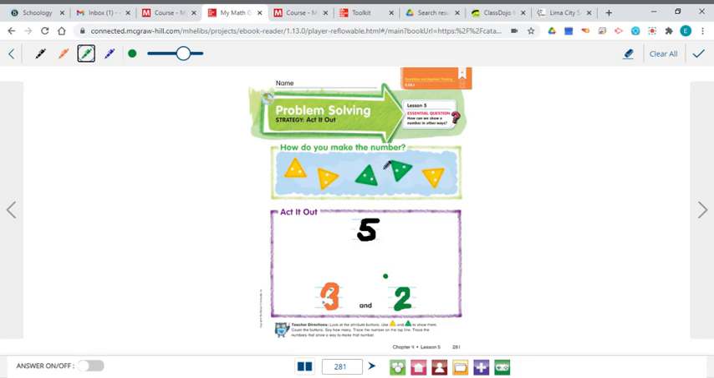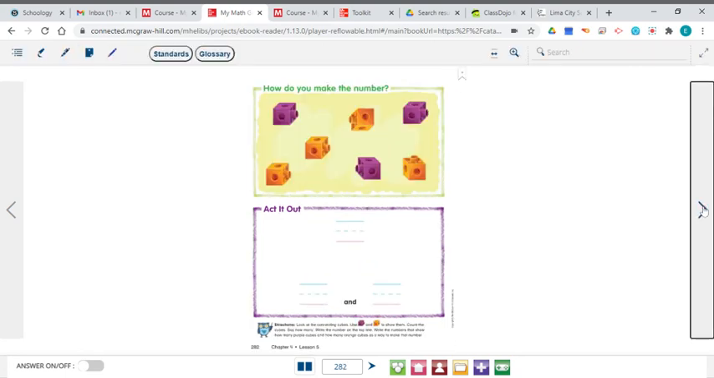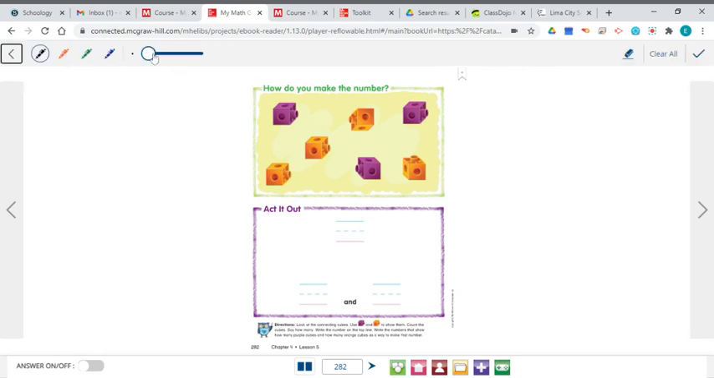It would be easier to see if we could slide those and actually move some manipulatives around. You kind of have to use your imagination there. All right, that was page 281. Let's turn the page to 282. And we see another little problem here about how we're going to make a number.